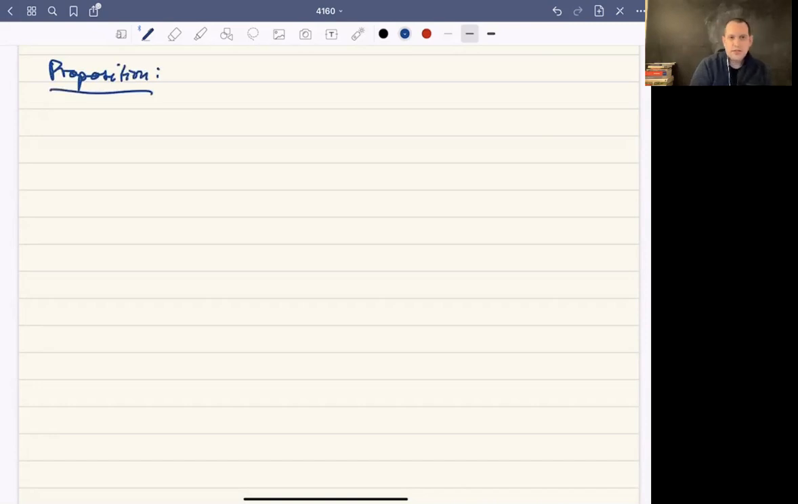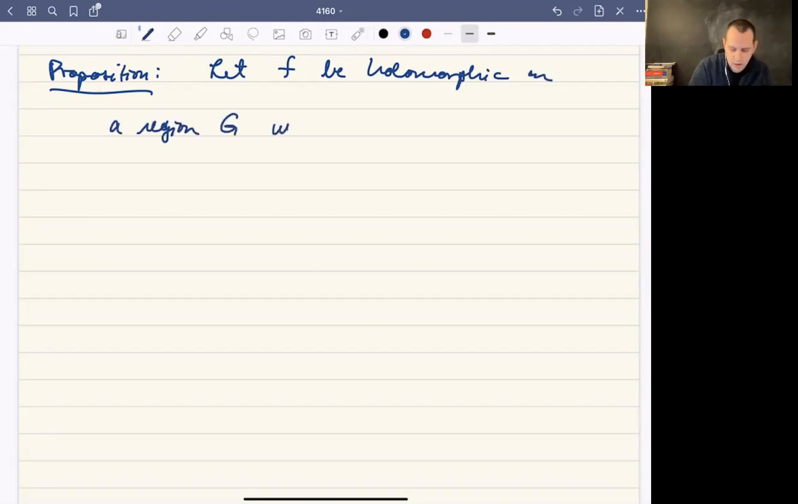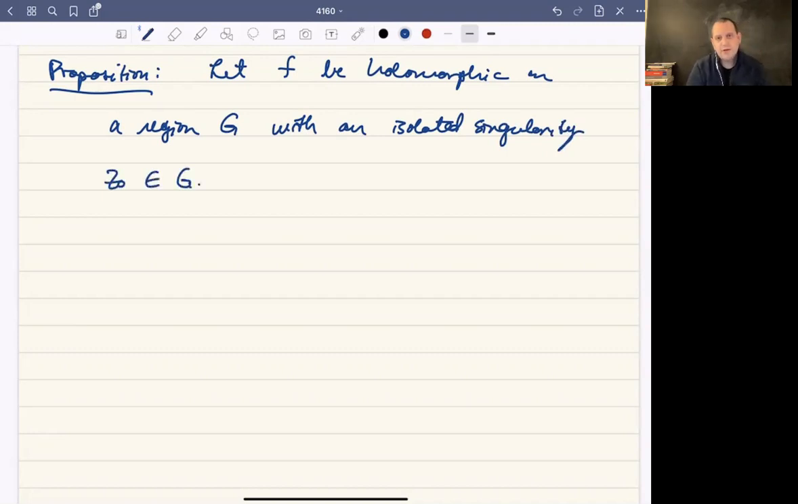And I'm going to leave it mostly as something just for you to do on your own. But let's let f be holomorphic on a region G with an isolated singularity z naught. Okay, z naught is some element in G. So let f be holomorphic in a region G, let z naught be an isolated singularity.